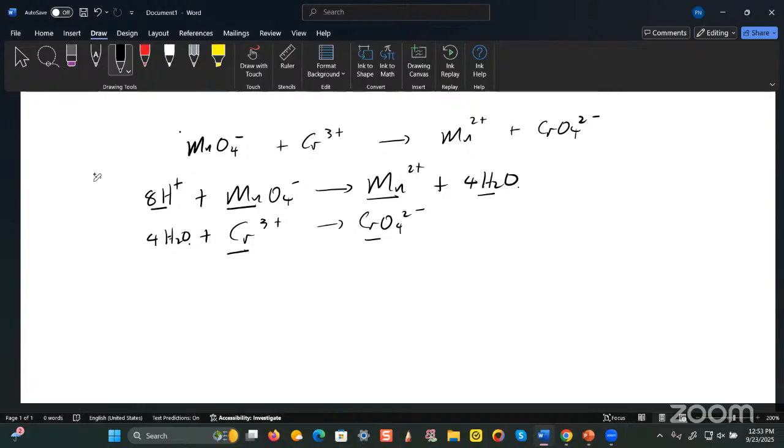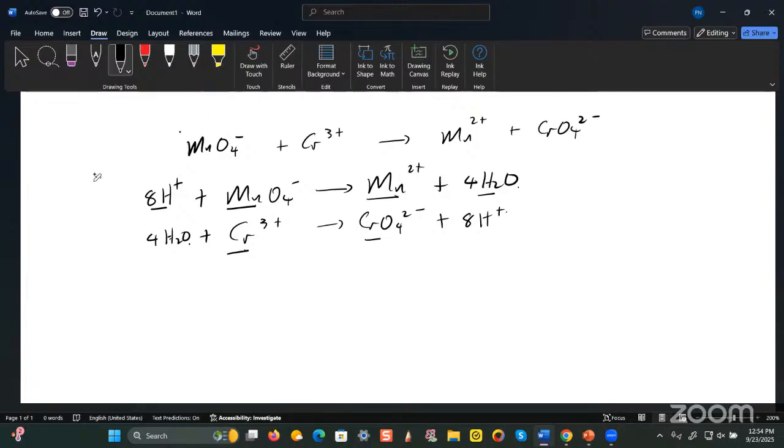What about the second half equation? To which side would you add hydrogen ions and how many will you add? Right side, 8. 8 hydrogen ions. Very good. All right. So we have balanced all the atoms.